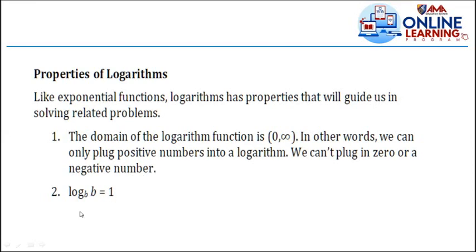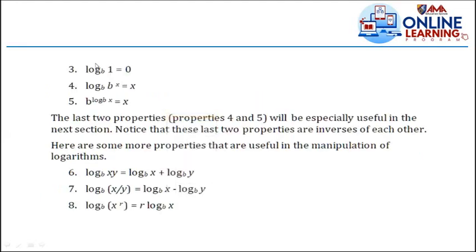Okay? So number two, the logarithm of b to the base b is equal to 1. Why? b raised to 1, the answer is b. This is the base, this is the exponent, and this is our answer. So that's the way we're going to simplify logarithm. Log 1 to the base b is equal to 0, because any number or any base raised to 0, the answer is 1.